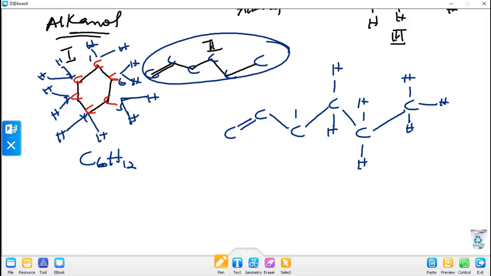So this carbon at the extreme right must have 3 hydrogens to complete the 4 bonds. The one following it has 2.